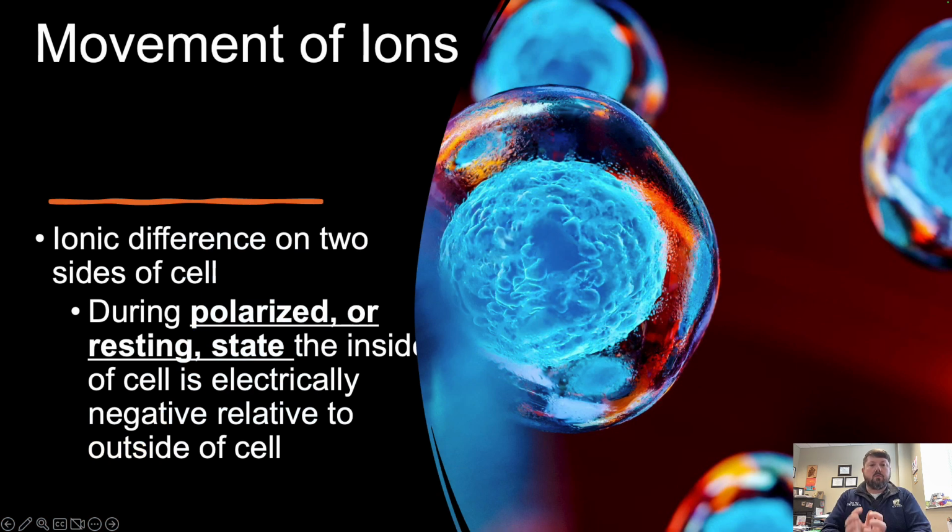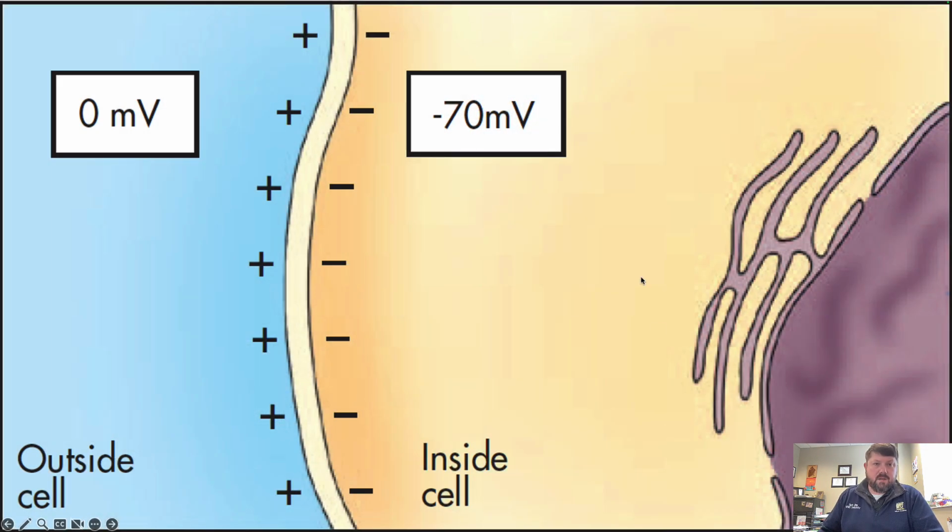During a polarized or resting state, the inside of the cell is electrically negative relative to the outside of the cell. So a visual here to see what we're talking about: if you can think of this area right here as the cardiac cell, it's more negatively charged than this area out here. So it's -70 and 0. So there's essentially no charge where the sodium is during the resting state, but there's a negative charge inside of the cell.